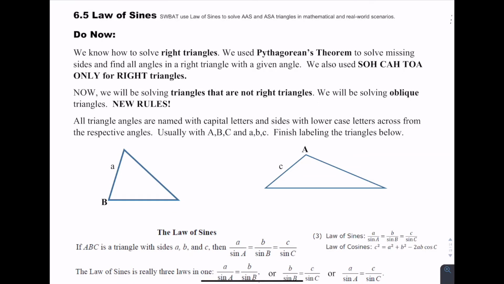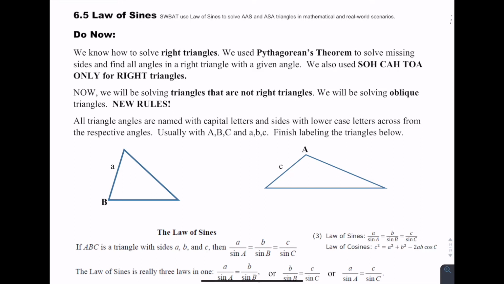All right, ladies and gentlemen, today we're going to be learning about the law of sines. So, quick little do now. We know how to solve right triangles. We use the Pythagorean theorem to solve for missing sides and find all the angles in a right triangle with a given angle. We also use SOHCAHTOA only for right triangles. Now, we will be solving triangles that are not right triangles. We will be solving oblique triangles, which are the examples you have down here.